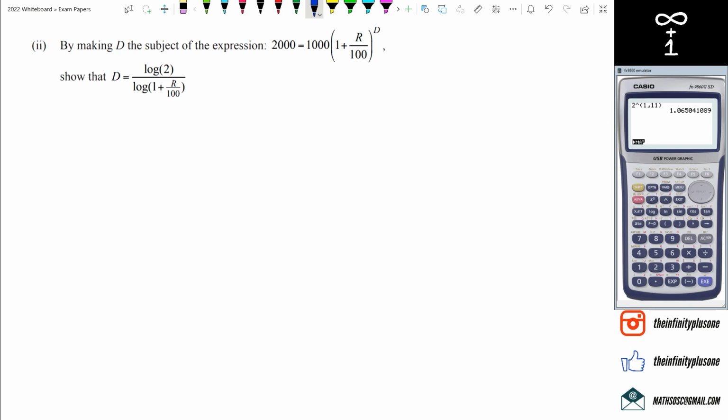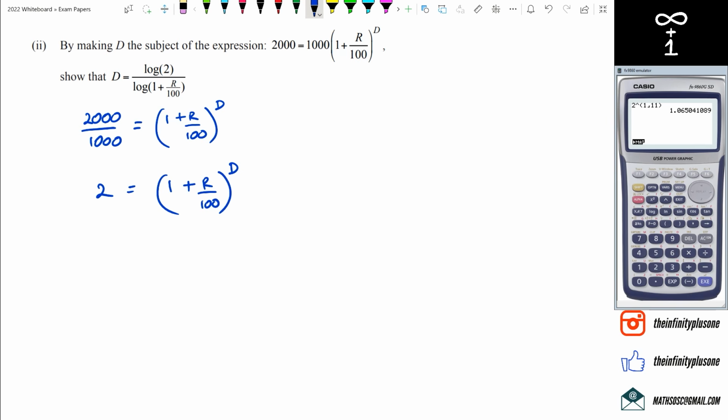So we're still going to do the 2000 divided by 1000. To do that, we're going to do 2000 divided by 1000 equals (1 plus r over 100) to the power of d. So we're going to get 2 equals (1 plus r over 100) to the power of d. Now they actually want d by itself. Guys, seriously, this question is just taking logs on both sides and rearranging.